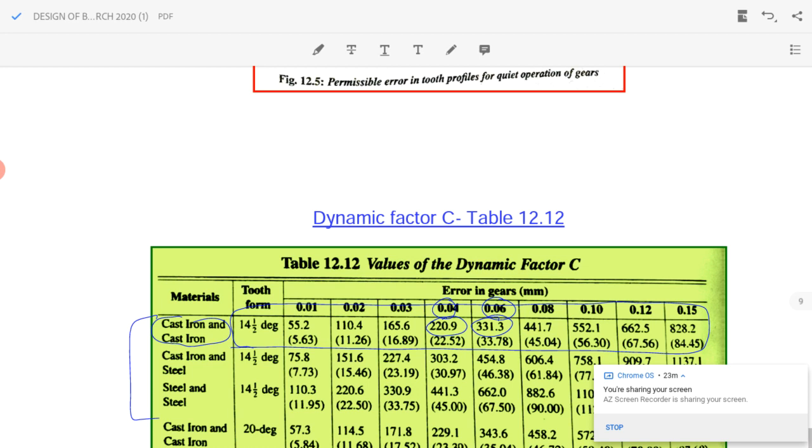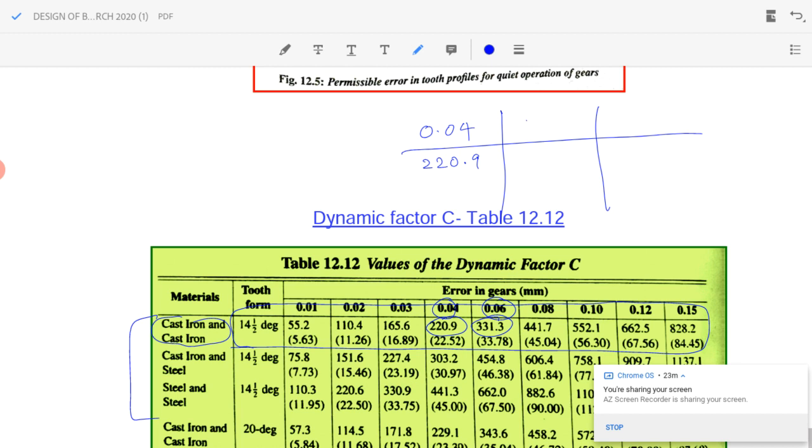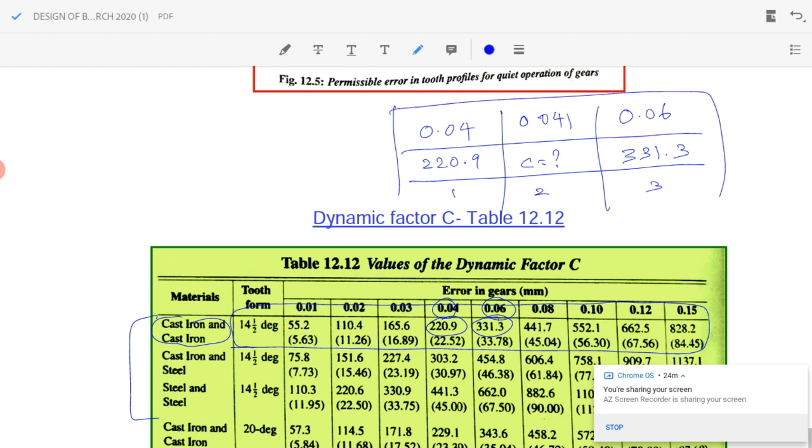So 0.04, I have that value 220.9. My required value is 0.041, for which I have to find the value of C, and the upper value is 0.06. So that value is 331.3. I number it 1, 2, 3, put it as a table. I can find the value of C after interpolation.